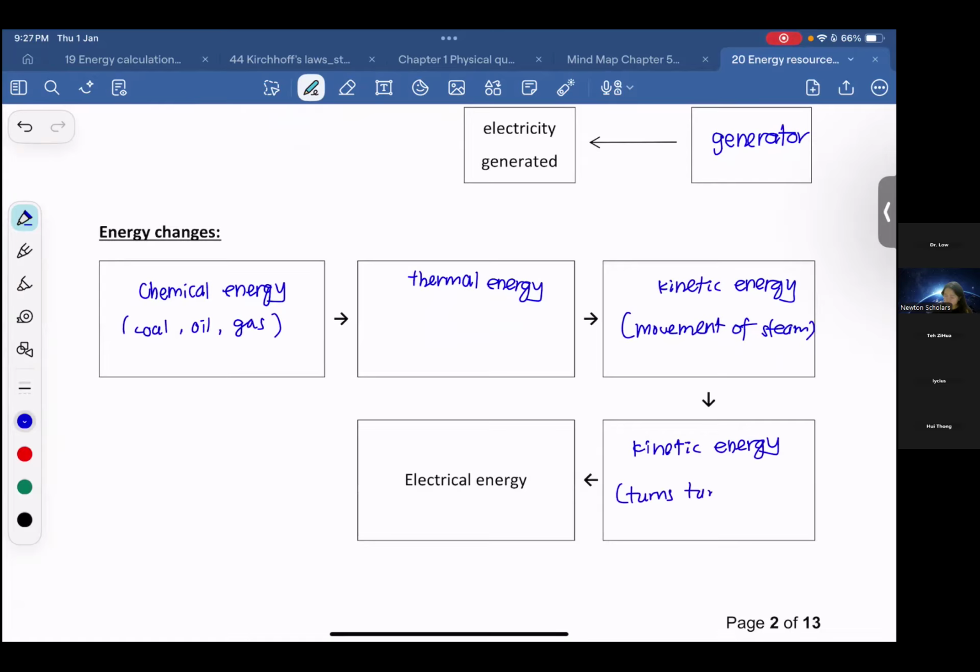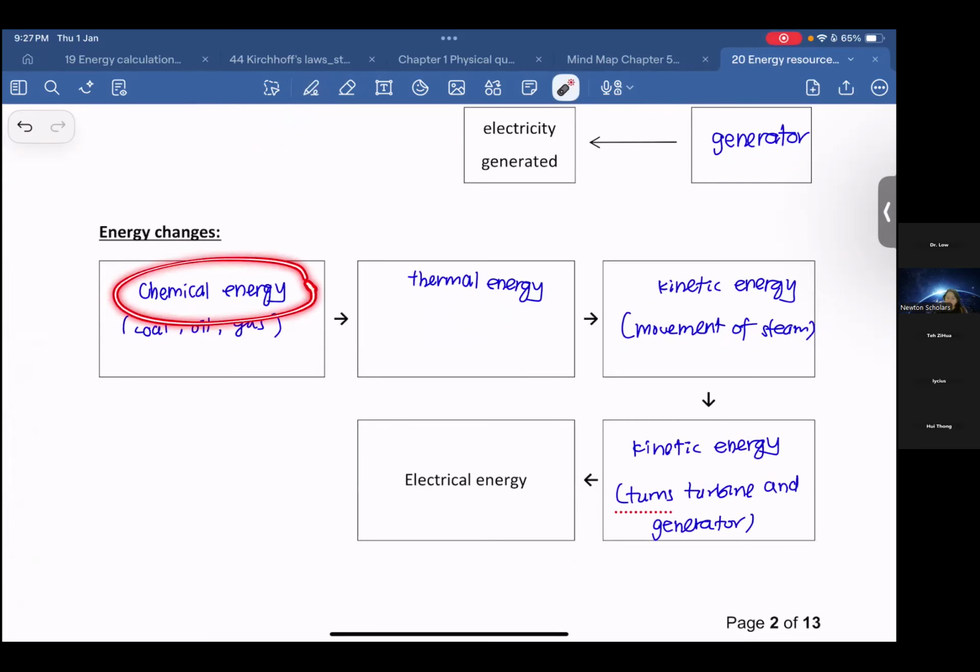Turns turbine and generator. Finally, we get electricity. So this is the energy change. Starting is chemical, then we produce thermal, then we produce kinetic energy. Turn turbine, turn generator. Finally the generator is turning, so we get electricity. Okay?